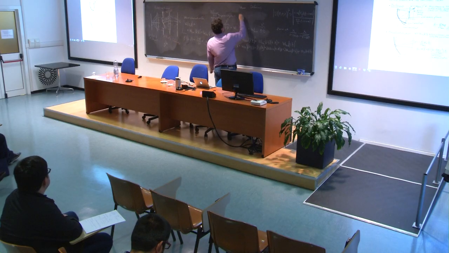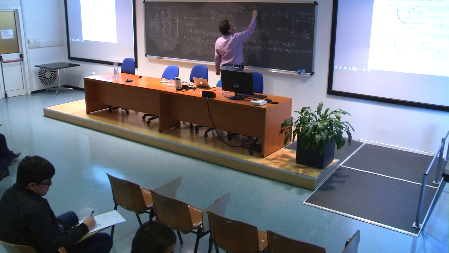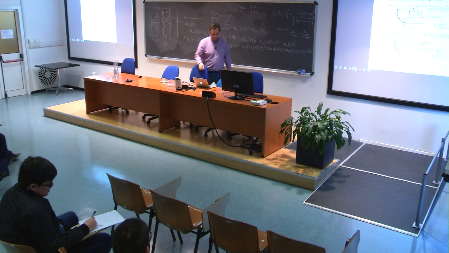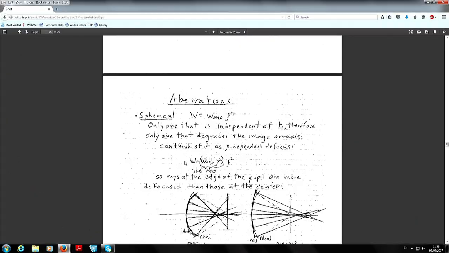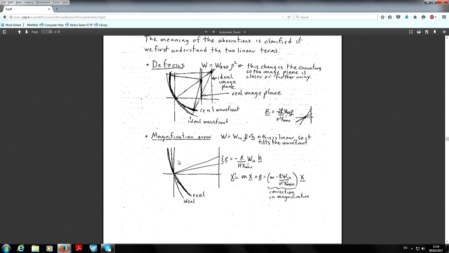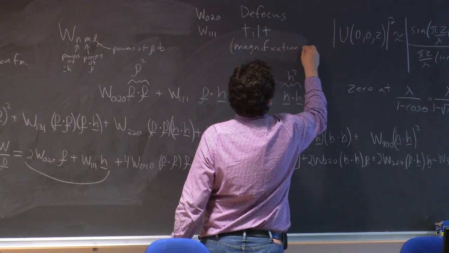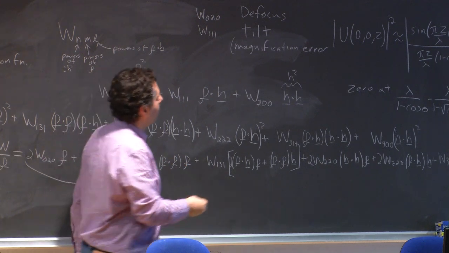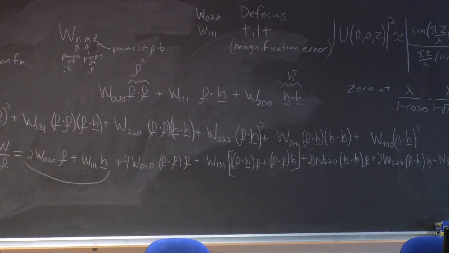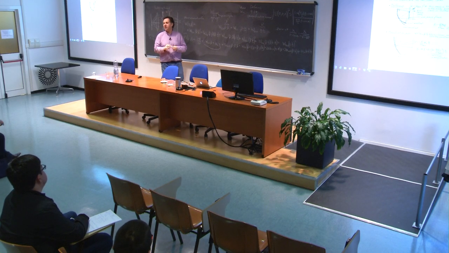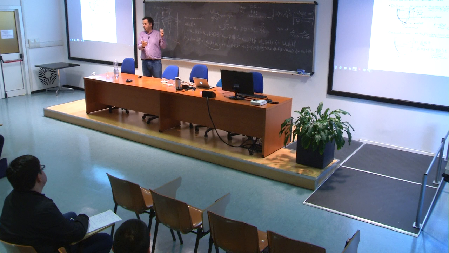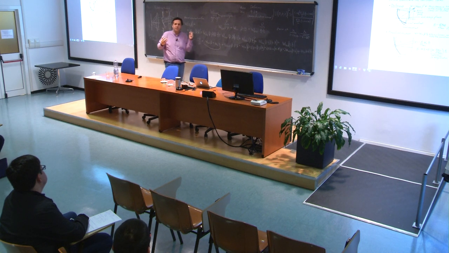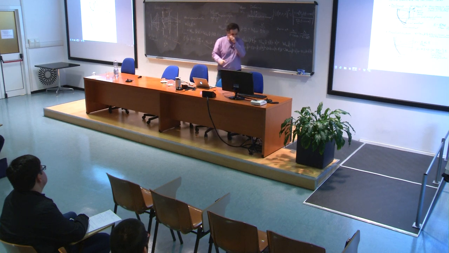So W111 is called tilt. Where is it? Yeah, here it is. OK? It's a magnification error. Is that fairly clear? So those are the easy ones. And usually we don't even call those aberrations, because if you redefine where your image plane is and what your magnification is, then you make them zero. It's just that you got it wrong, and well, you can get it right now. The other ones are more fundamental.